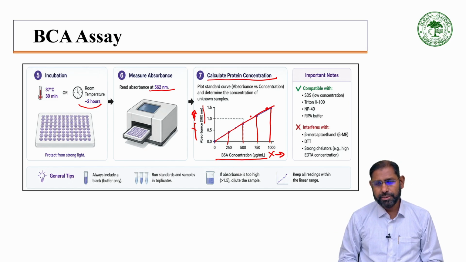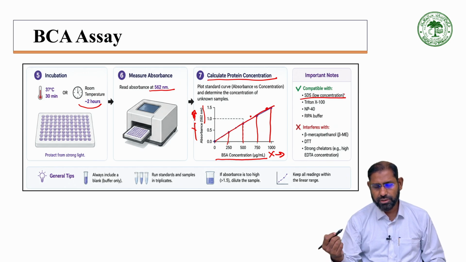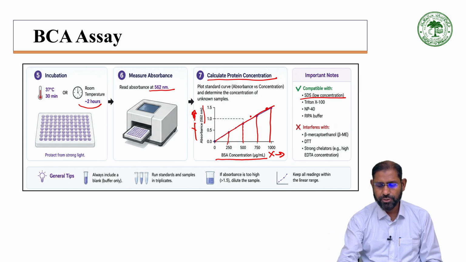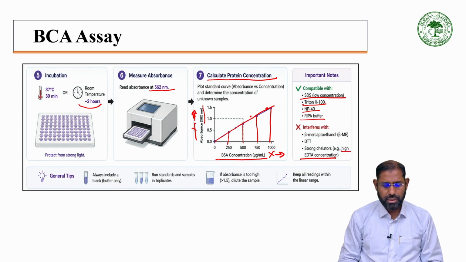Important points we need to consider when we do the BCA assay. It is compatible with SDS, sodium dodecyl sulfate, although only at low concentrations. Also with Triton X-100, NP-40 and RIPA buffer. But it is interfered with by beta mercaptoethanol, DTT, and also strong chelators like EDTA at high concentrations.